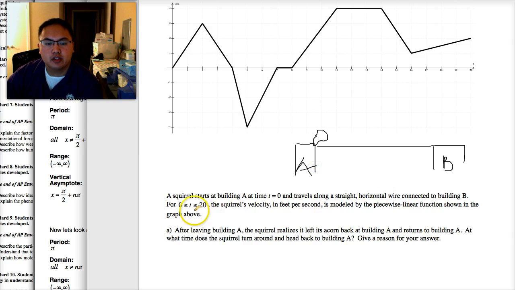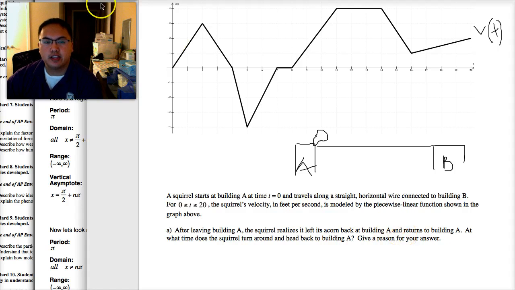For 0 to 20, the squirrel's velocity in feet per second is modeled by this piecewise linear function. So this function tells me the velocity of the squirrel. If you are visual learners, here you go. That's the velocity of the squirrel. Question A: after leaving building A, the squirrel realizes it left its acorn back at building A and returns to building A. At what time does the squirrel turn around and head back to building A? Give a reason for your answer.